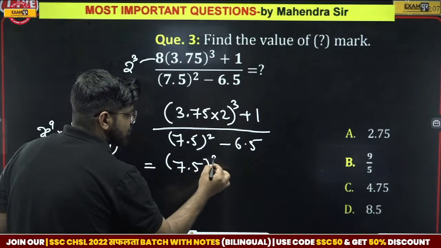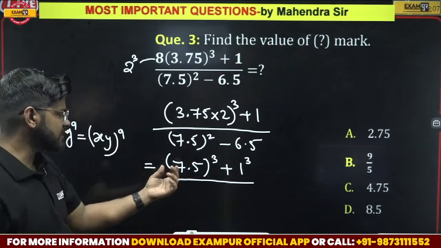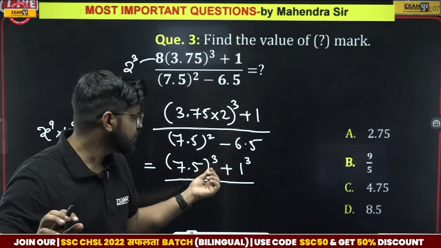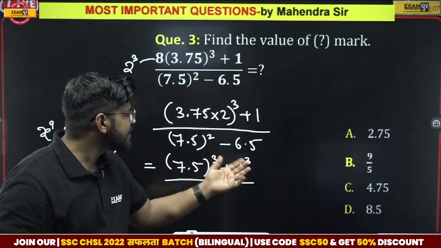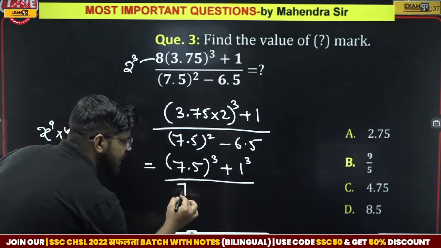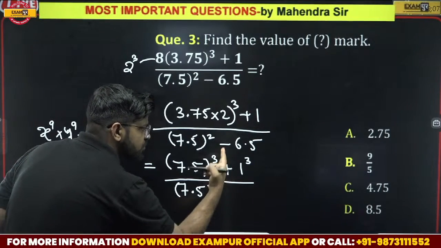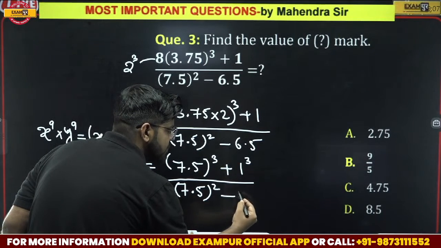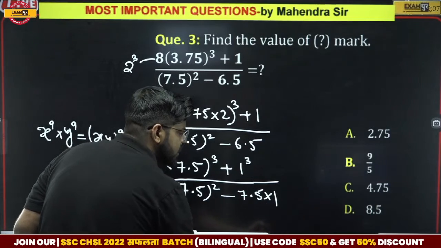And here we have a cube. We can also write it as 1 cube, yes or no? So it looks like a cube plus b cube, yes or no? Your mind tells you that it is something like a cube plus b cube, and below here we have a square. So this should be minus ab, that means minus 7.5 multiplied by 1, yes or no?